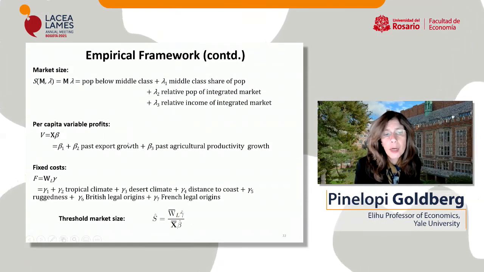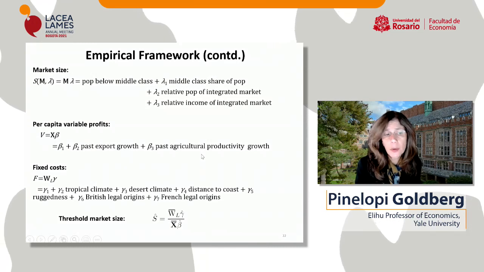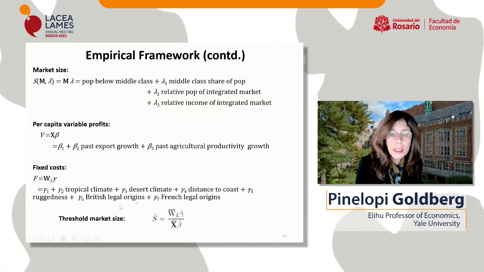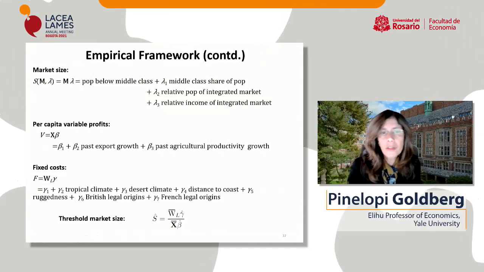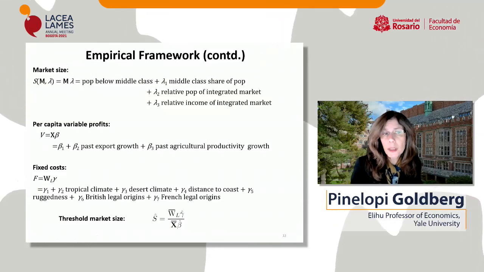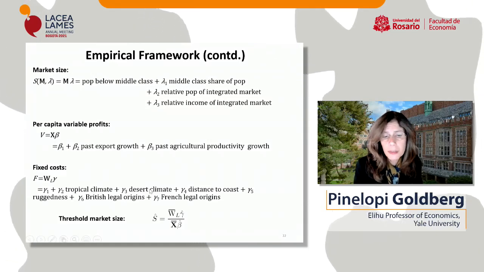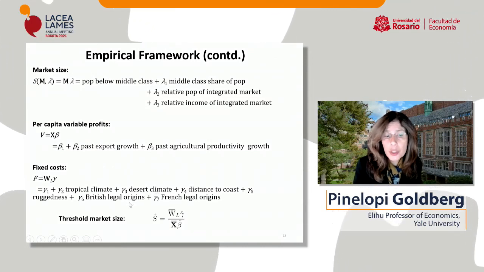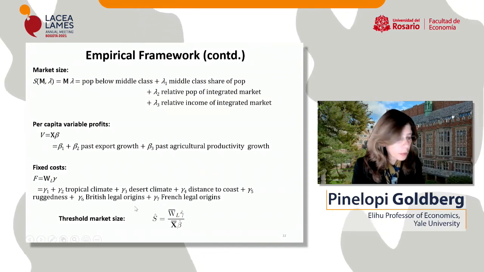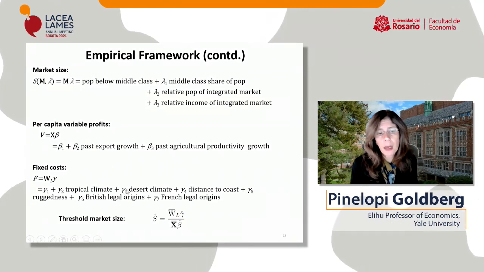So these we make a function of past export growth and past agricultural productivity growth. And then for the fixed cost, we put all these variables that work on development has shown to be very important for development. For example, many geography variables, tropical climate, desert climate, distance to coast, legal origins, British versus French legal origins. Just to jump ahead, all these are highly significant.